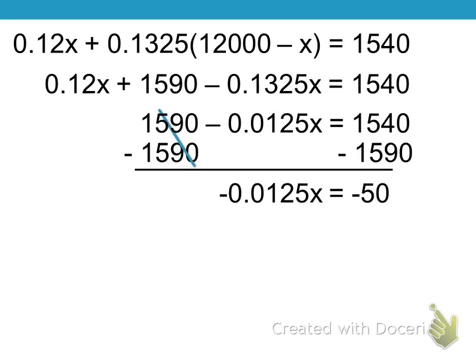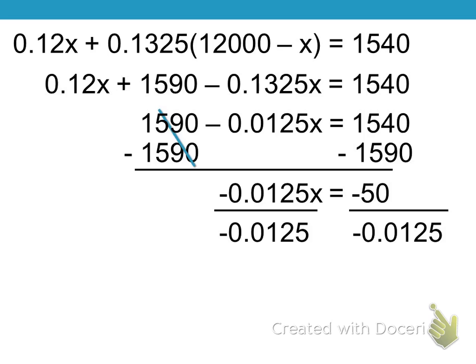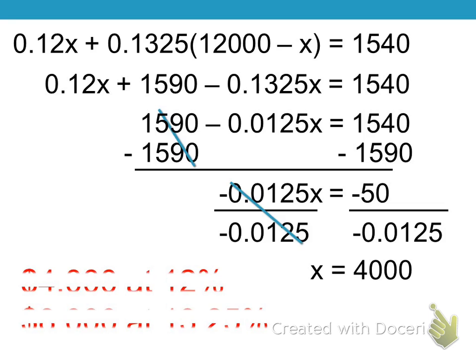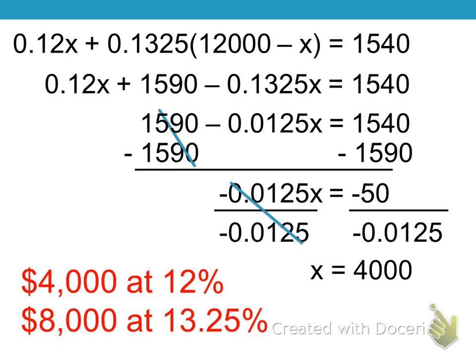So we know a negative divided by a negative is going to end up being positive. Anyone know how much? 4,000. Awesome. So we get $4,000. That represents the amount that was in the first bucket, which was what percent? 12. So that's how much is being invested at 12%. If 12,000 was invested total and 4,000 goes in bucket number 1, how much goes in bucket number 2? 8,000. So 8,000 is at the 13.25%.